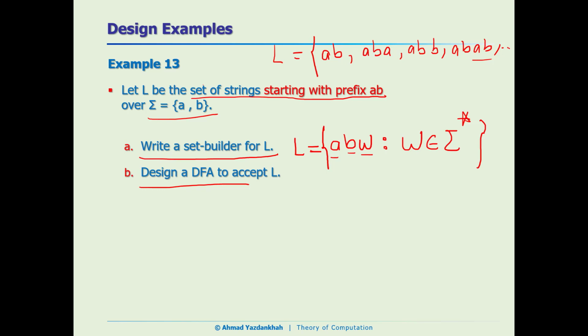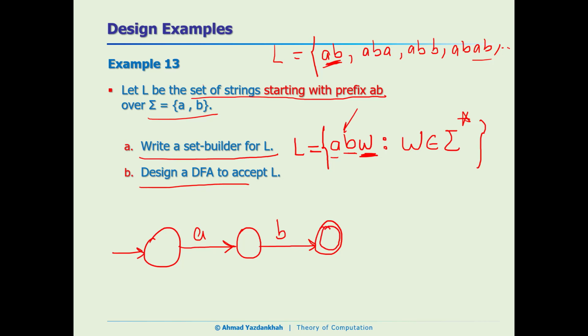Now let's design that. Okay, so we start from the initial state. All of the strings have one A, so we need to move to here if it is A. And it should be followed by a B. Okay, no problem. We move here, and it can be anything here. So AB itself should be accepted, right? So we make this an accepting state.